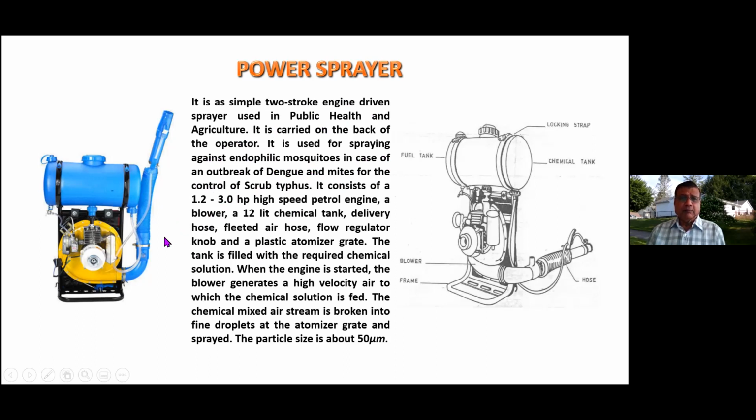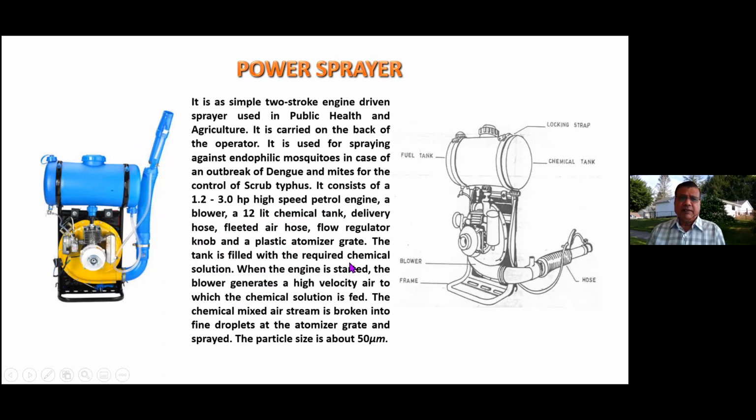And for mite control in case of scrub typhus. So these two target insects, this can be used. It consists of a 1 to 3 horsepower high-speed power petrol engine and a blower, a 12-liter chemical tank that may vary according to certain brands, a delivery hose, fleeted air hose, so that you can direct the nozzle at any direction, the flow regulator knob and a plastic atomizer grate.